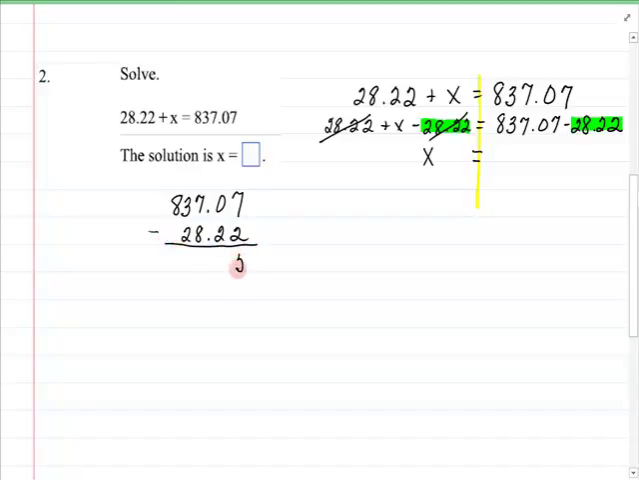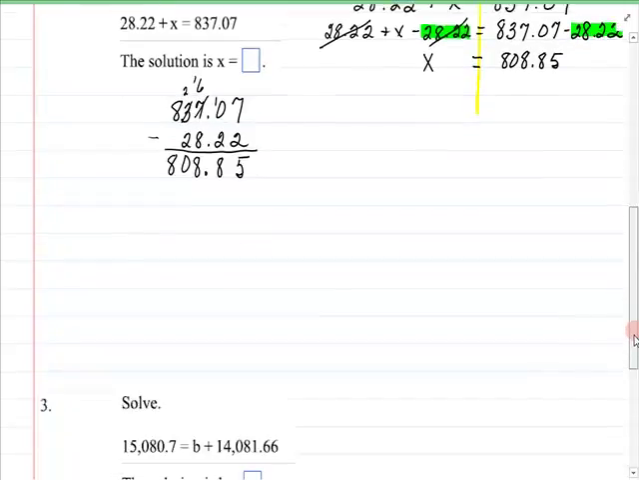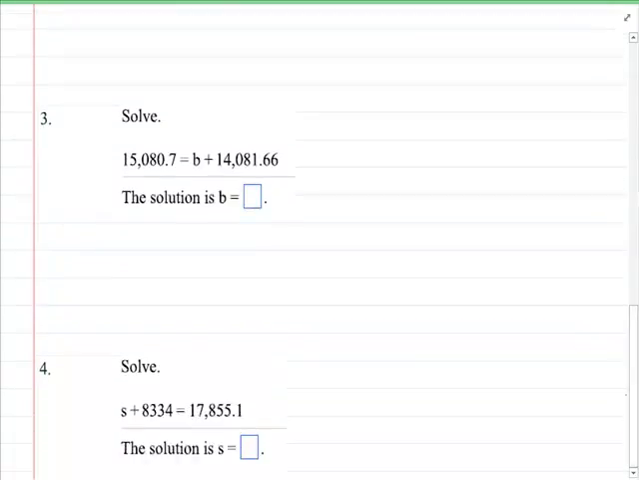2 from 7 is 5. 2 from 0, can't do it, so I'm borrowing. 2 from 10 is 8. Bring down the decimal point. Can't take 8 from 6. Borrow. 8 from 16 is 8. 2 from 2 is 0. Bring down that 8. I get 808.85, or 808 and 85 hundredths. That's my solution. Okay, let's do a couple more.